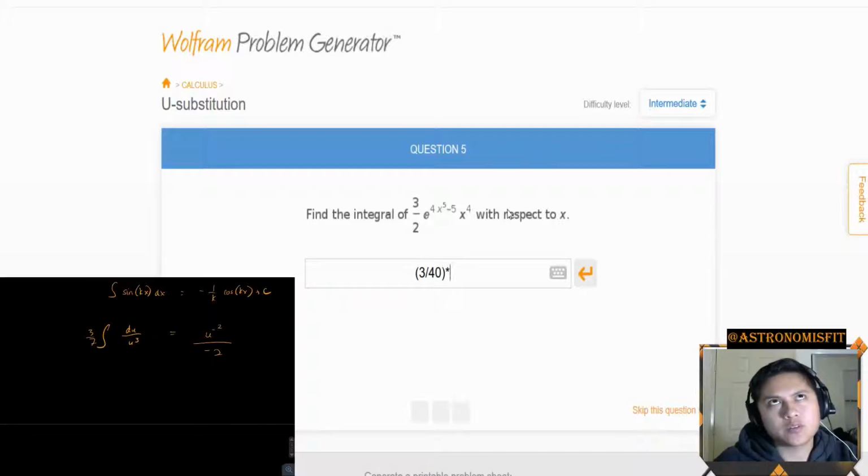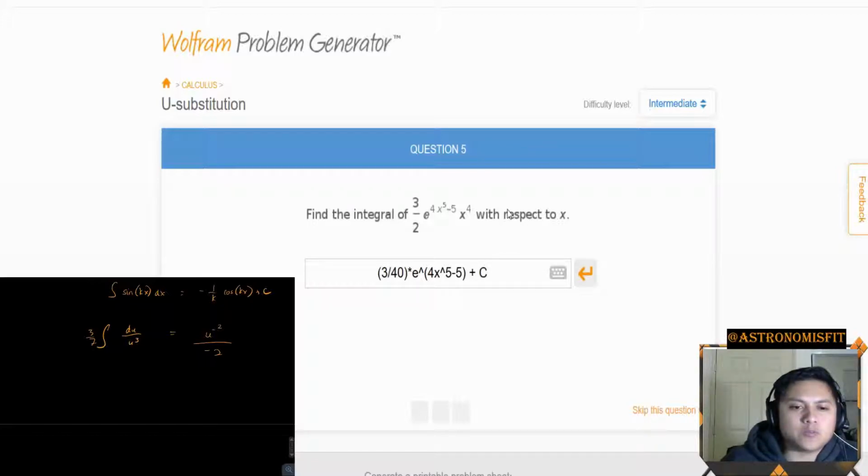So I believe this is e to the (4x to the 5th minus 5) plus c. Now let's double check that. So keep the 3 over 40 outside, e to the 4x to the 5th minus 5. That should become 20x to the 4th. Am I doing that correctly? 20x to the 4th? Yeah, I think that's correct. Let's just go with it.